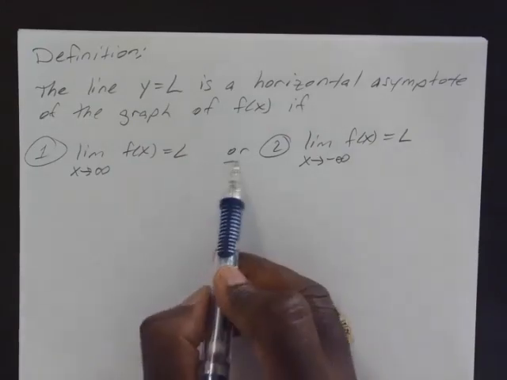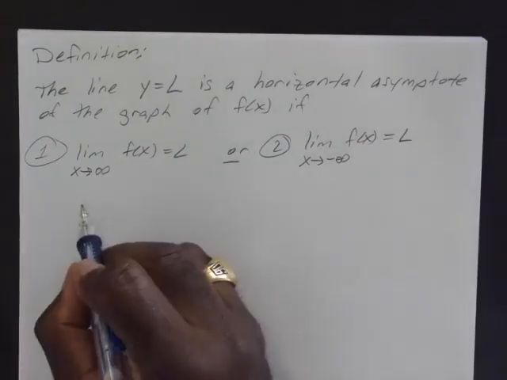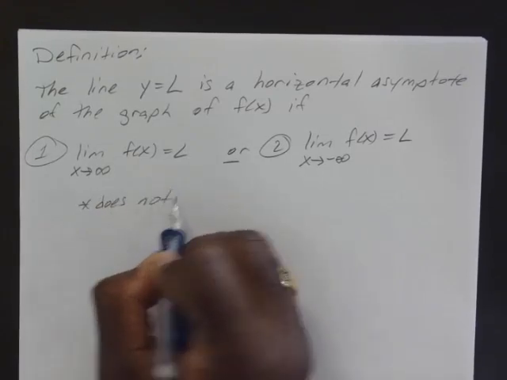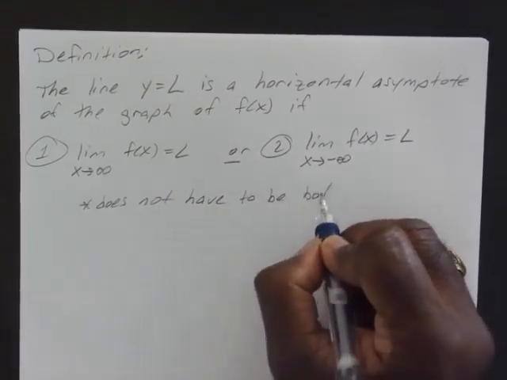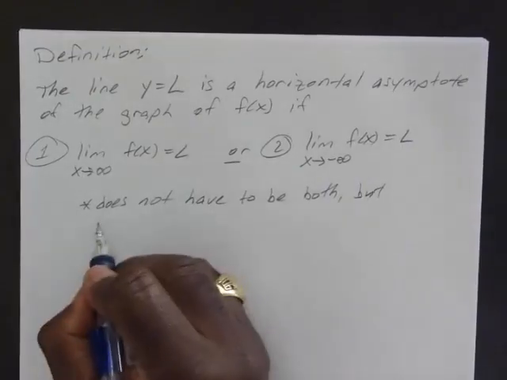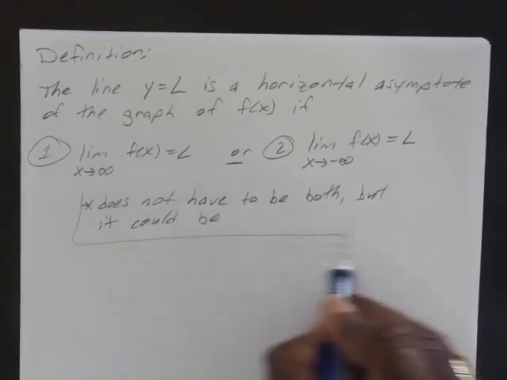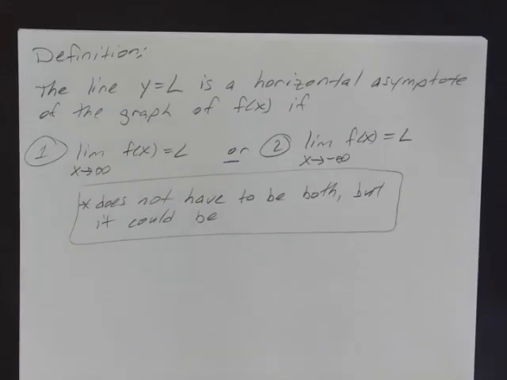Now notice here we said or, which means that it could be both, but it doesn't have to be. So you saw in the previous example, both had a limit of 3, but it would have been the same if just one of them had a limit of 3. So it does not have to be both. But it could be. Okay, so you could have one of those equal L or both equal L. It would still be the horizontal asymptote.